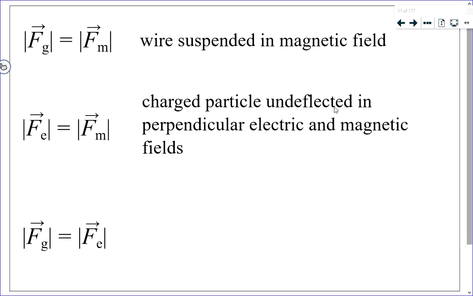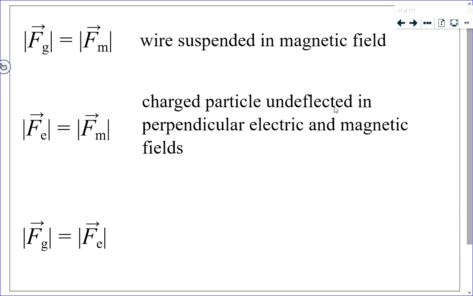In the first part of his experiment, a beam of cathode rays, which we now know are electrons, is undeflected as it passes through a perpendicular electric and magnetic field pair. As a result, the magnitudes of those two forces are equal and their directions are opposite. And that's what accounts for the undeflected beam.